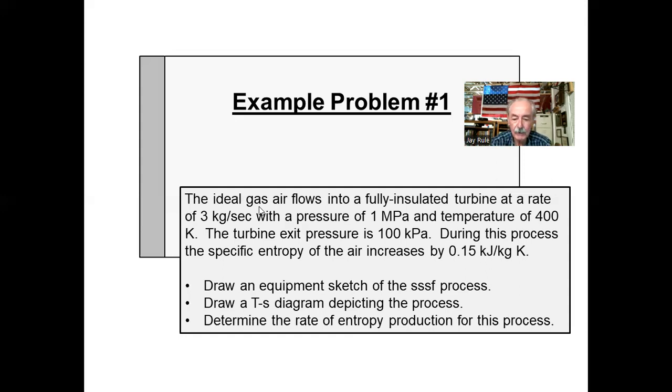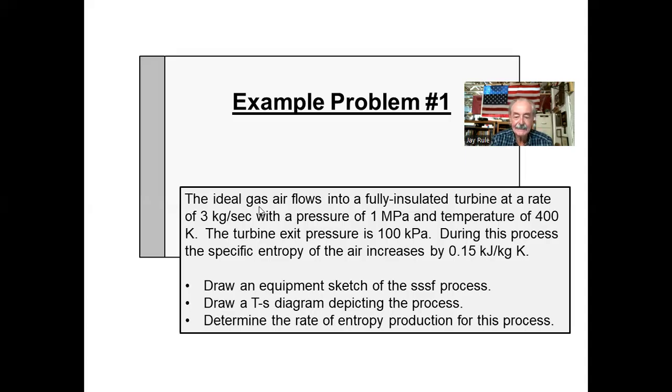What's our assignment? Draw an equipment sketch of the process. That's a no-brainer. Next, draw a TS diagram depicting the process. That's a no-brainer. You don't need to be told to do that. And then finally, determine the rate of entropy production for this process. So that's what we've got to figure out. What's sigma dot?